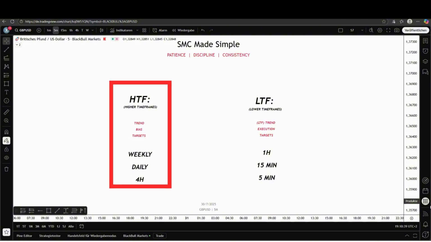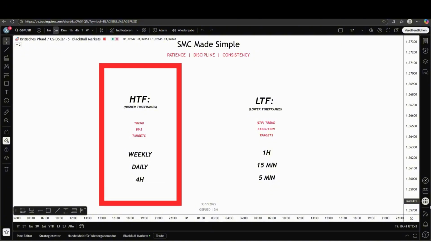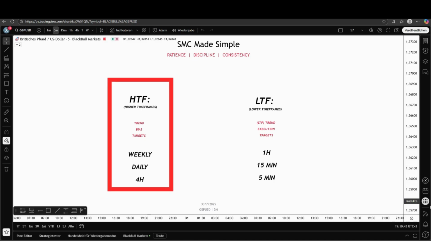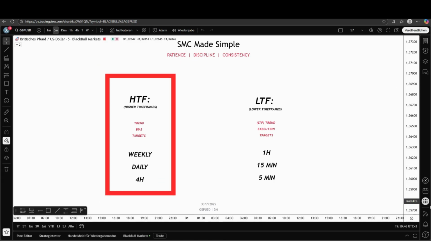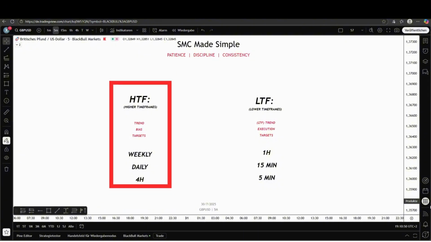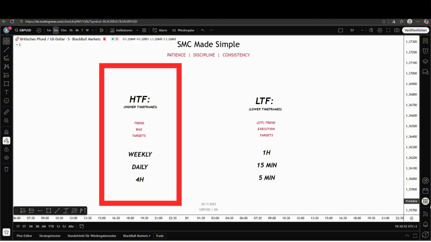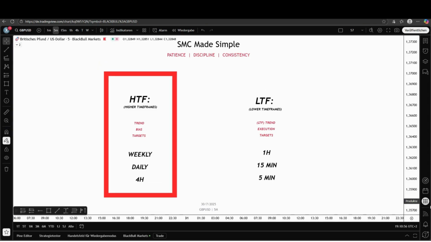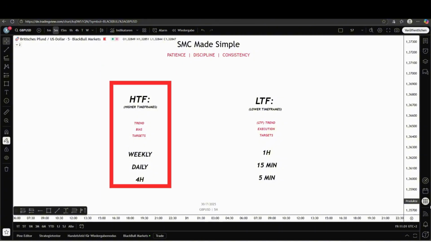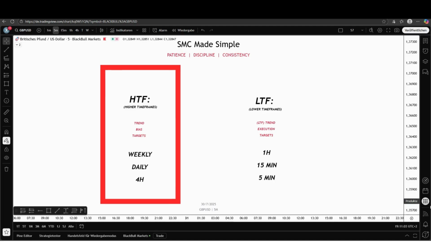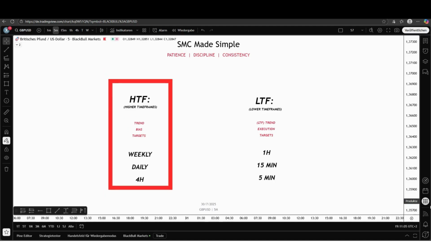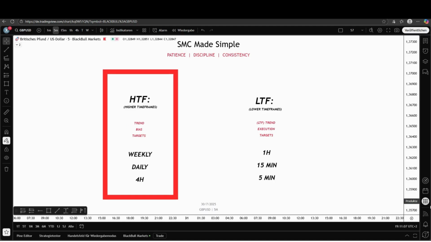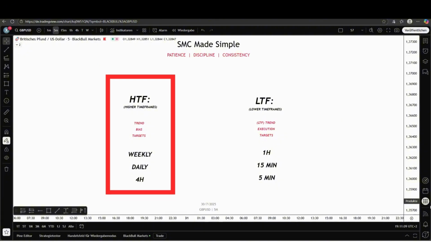And now comes the most important part, something I learned the hard way. None of this matters if the higher time frames or the institutions aren't on your side. You can have the cleanest OB setup, perfect structure, perfect reaction. But if the higher time frame bias is against you, it's probably not going to work. That's why I always build my bias from the top down, starting with the daily, 4-hour, and 1-hour, before I even look at entries. Smart money moves with intention, and if you're not aligned with that flow, you're basically trading against the tide. So always start with the higher time frames. That's where the real story begins.